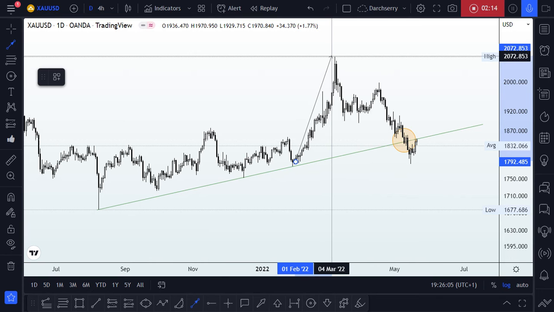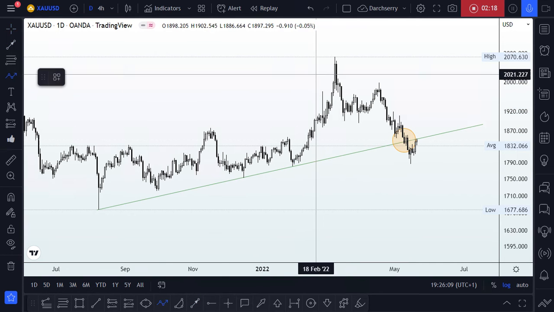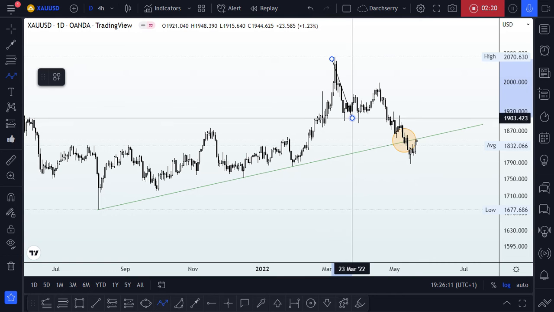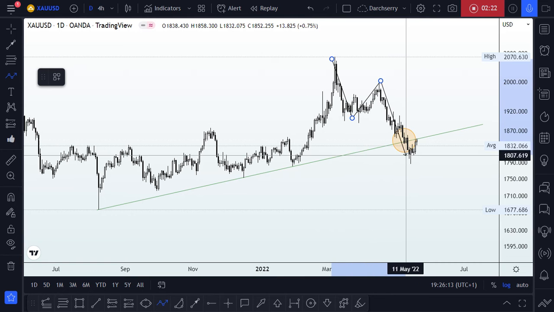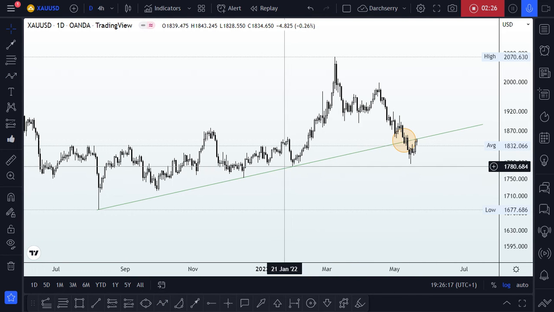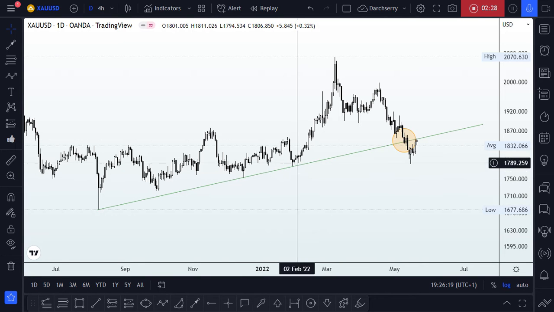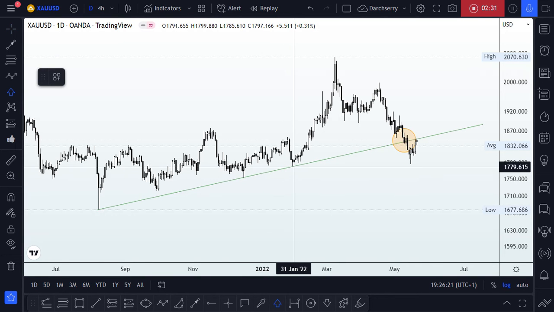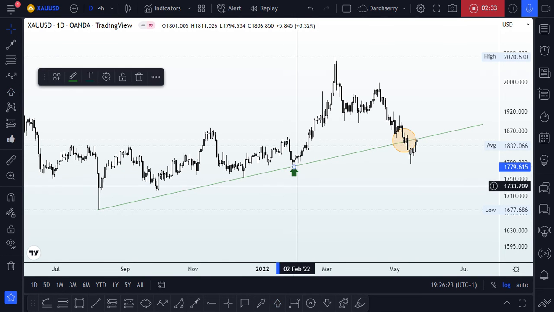$2,070 at the beginning of February. And since then, we saw that spiraling down, which looks more like a retracement of that impulse leg. However, the retracement appears to now fall within that demand zone that price began from in the month of February.